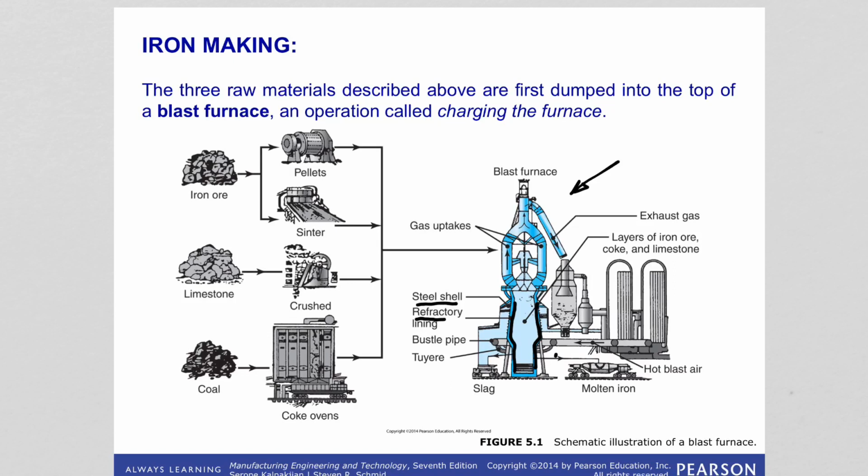The charged mixture is then melted in a reaction at about 1650 degrees C, with air preheated to about 1100 degrees C and blasted into the furnace. That's where the term blast comes from, through nozzles called tuyeres.